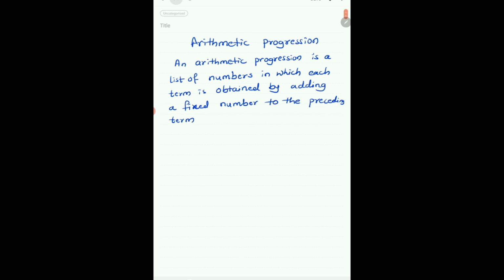So what is an arithmetic progression? An arithmetic progression is a list of numbers in which each term is obtained by adding a fixed number to the preceding term, except the first number. Except the first term.